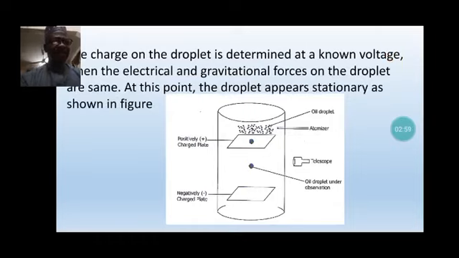Millikan subjected an oil drop through an atomizer and a telescope to view it, and thereafter he was able to determine the charge to mass ratio of an electron.